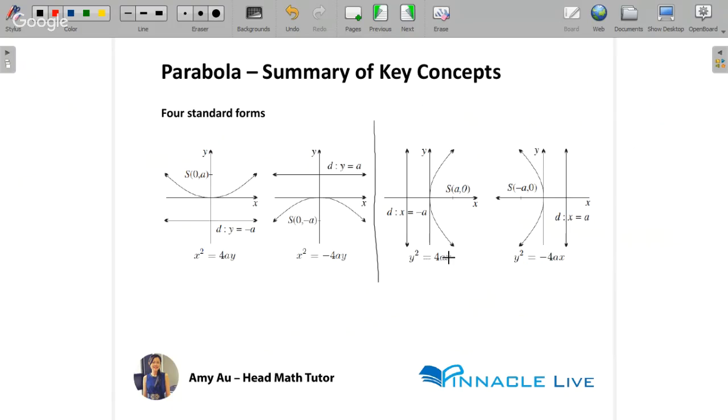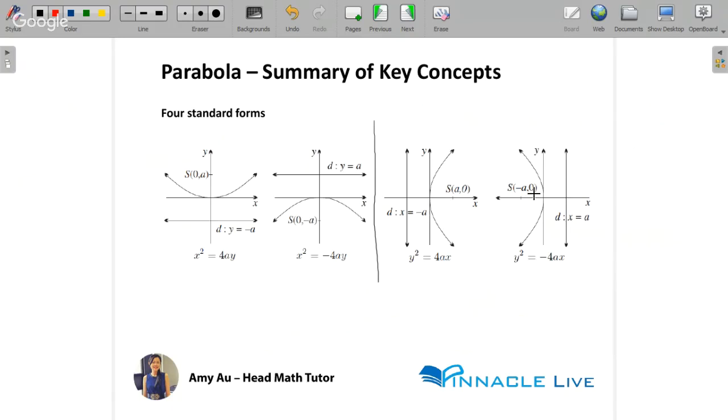y squared = 4ax and y squared = -4ax is like a right-left situation. So this is a right-left. Apart from that, the interpretation is very similar. a is the focal length, from vertex to focus and vertex to directrix.